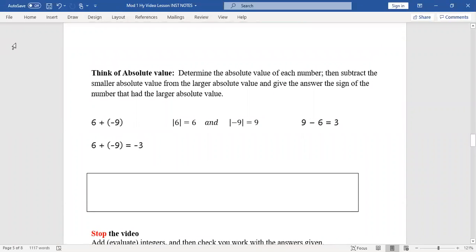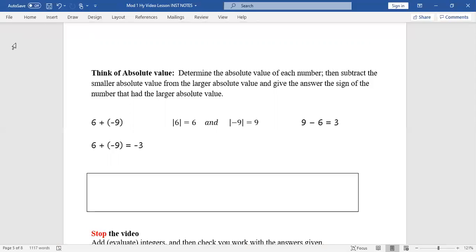When thinking about absolute value, simply determine the absolute value of each number, then subtract the smaller absolute value from the larger absolute value, and give the answer the sign of the number that had the larger absolute value. For instance, 6 plus -9. The absolute value of 6 is 6. The absolute value of -9 is 9. Well, 9 is the larger number, so 9 minus 6 is 3. But since the original number that the 9 came from was negative, the answer is going to be negative.